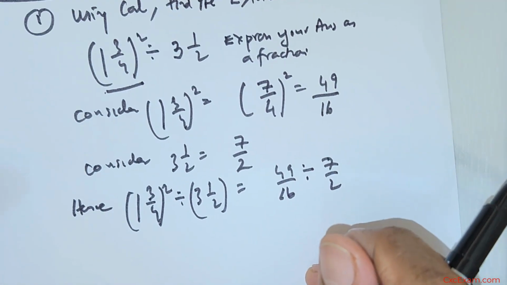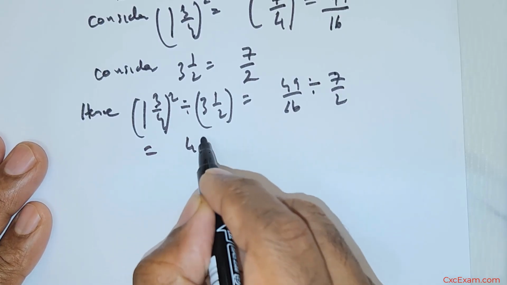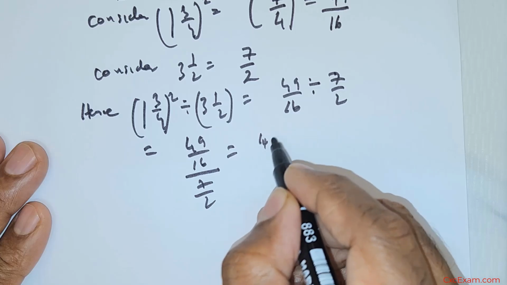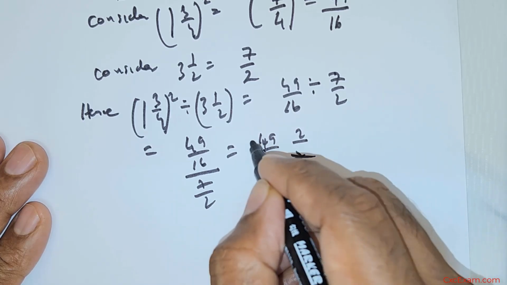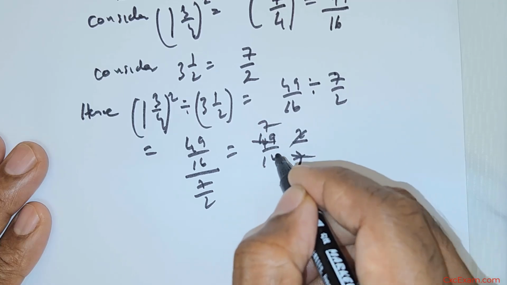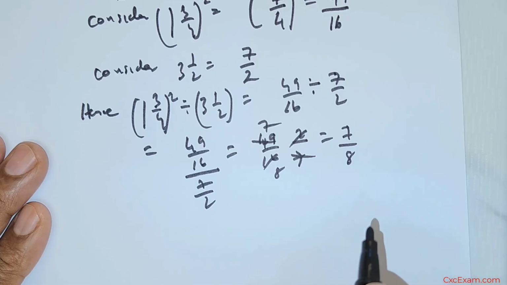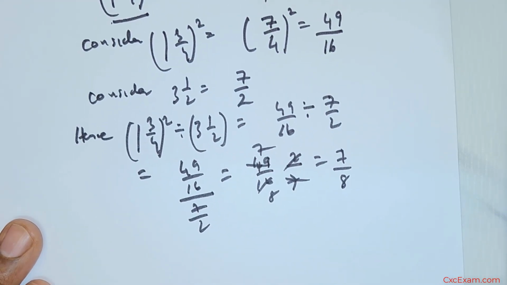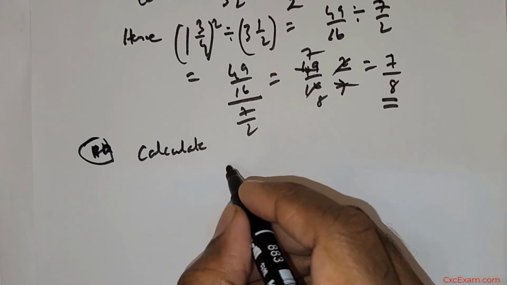Now I can rewrite this as 49/16 divided by 7/2. You flip the divisor, it will become 2/7. Now 7 divides 49, and 7 times 2 divides 16 eight times. This is 7/8. So this is the solution, and they just want us to give it as a fraction. So I stop here.